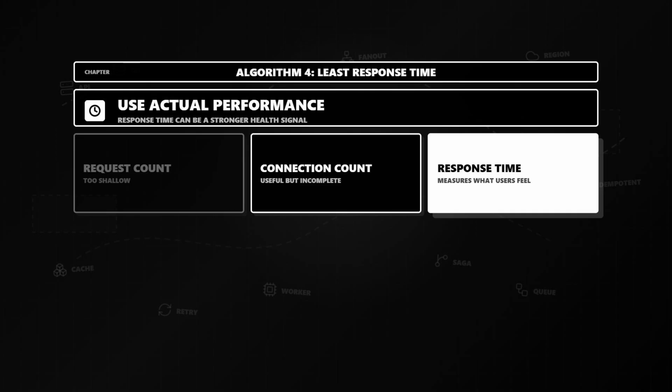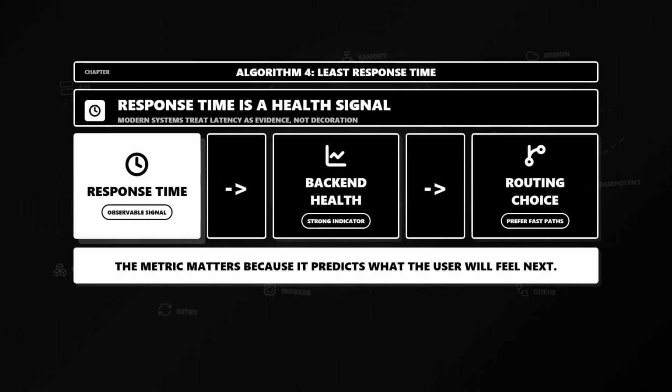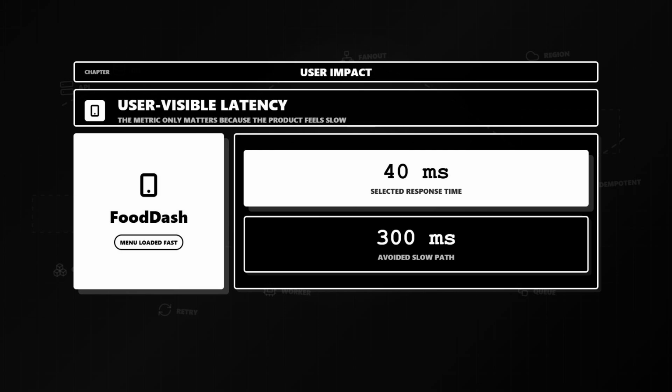This is where least response time comes into play. Instead of focusing on request counts or connection counts, the load balancer looks at actual performance and favors the servers responding the fastest. In many modern systems, response time is one of the strongest indicators of health. After all, users don't care how many connections a server has. They care how quickly they get their food menu loaded.